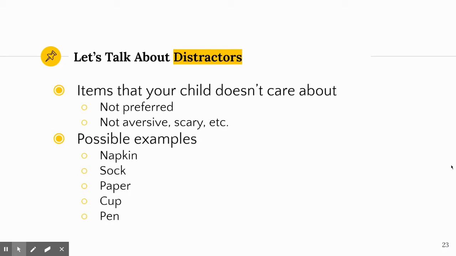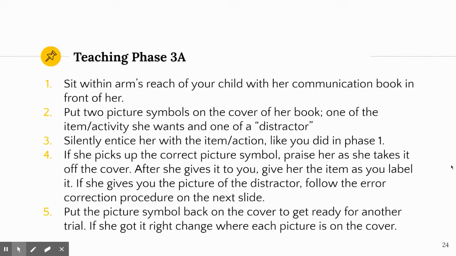We want to make sure that these distractors are actually distractors because sometimes we might think the child won't like them, but that child figures out a way to have fun with that item. And in that case, we need to pick a different distractor. So for example, if you give your child a napkin, and he waves it in front of his eyes and really likes watching it, we need to find a different distractor because that actually is reinforcing to him. He is enjoying having that item. So once we have a distractor and we know it's not reinforcing, we can start practicing phase 3A.